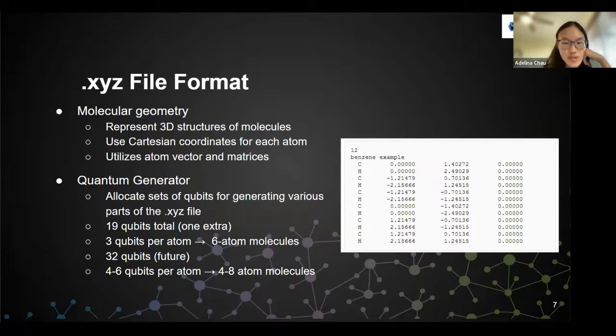In total, we utilized 19 qubits total with 1 extra, with 3 qubits per atom for 6 atom molecules and 4 to 6 qubits per atom for 48 atom molecules. In the future, however, we would like to utilize 32 qubits, but this is not currently possible due to the limitations of the quantum computers.